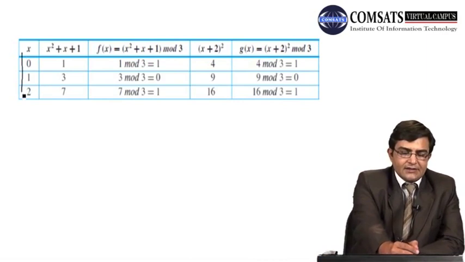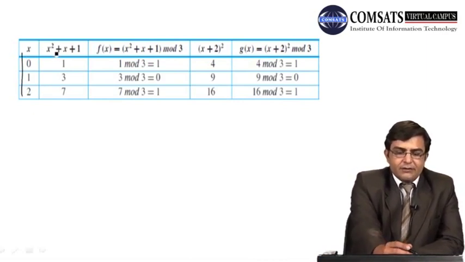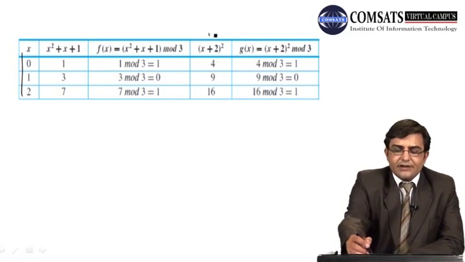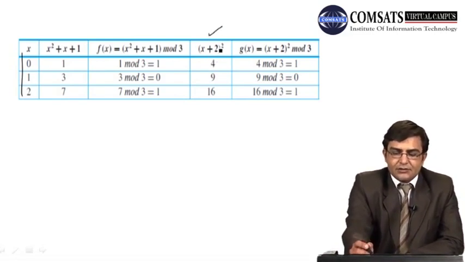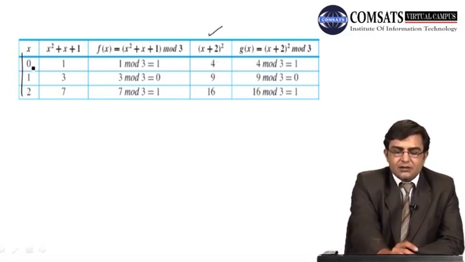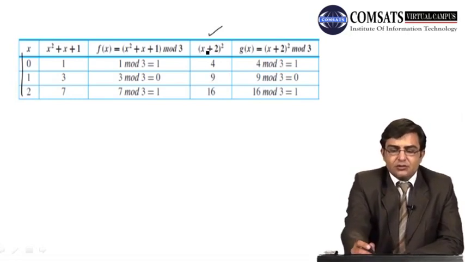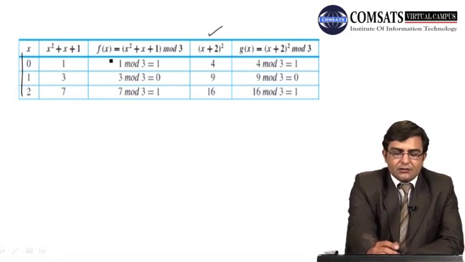We take x as 0, 1, 2. We simplify x square plus x plus 1. If we take 0, we get 0 plus 0 plus 1, which is 1. If we take 1, we get 1 plus 1 plus 1, which is 3. If we take 2, we get 4 plus 2 plus 1, which is 7. Next we calculate x plus 2 whole square. If we take 0, we have 4. If we take 1, we get 9. If we take 2, we get 2 plus 2, which is 4, and 4 square is 16.